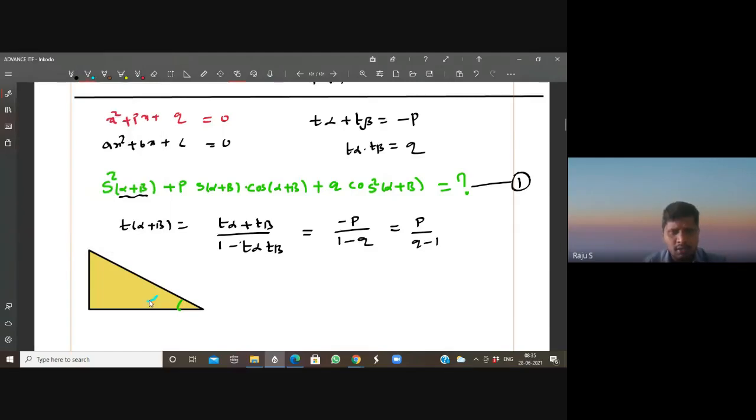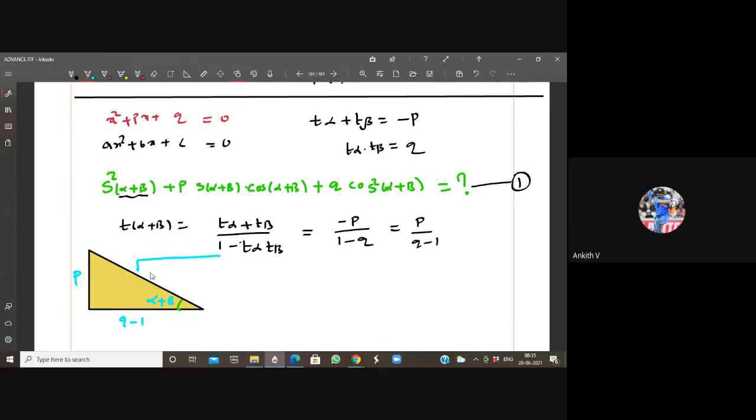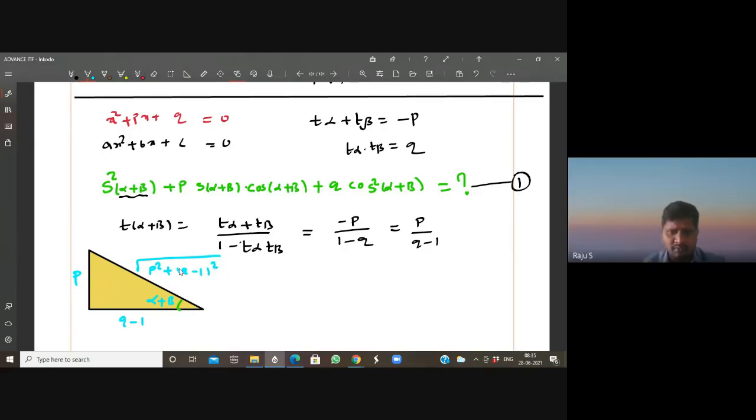Taking alpha plus beta, the opposite value they give as p, and this is q minus 1. Then what about the hypotenuse? Root over p square plus q minus 1 the whole square. If we expand this, p square plus q square minus 2q plus 1. Am I right? This is the value we are getting.